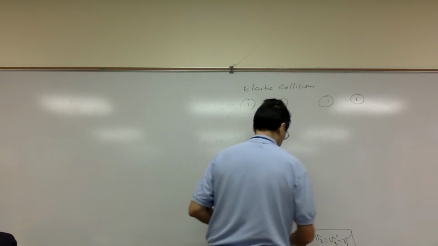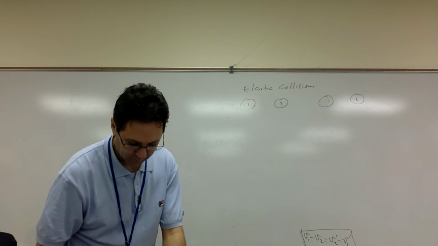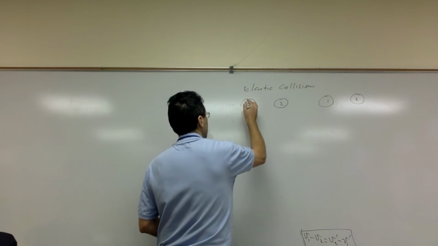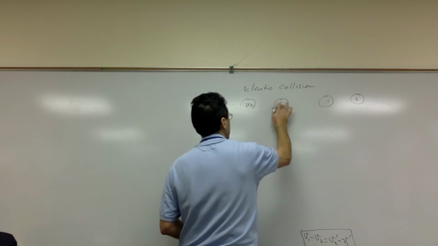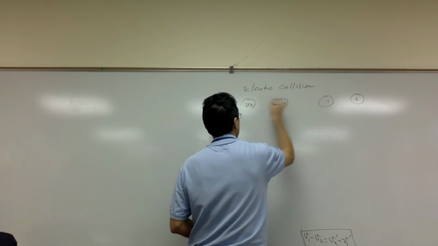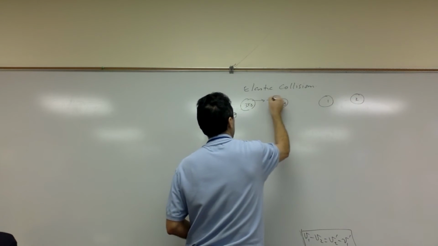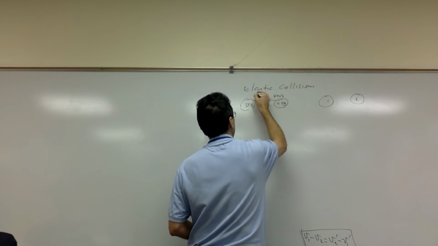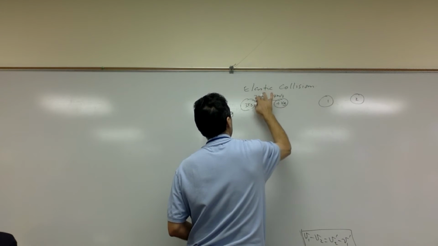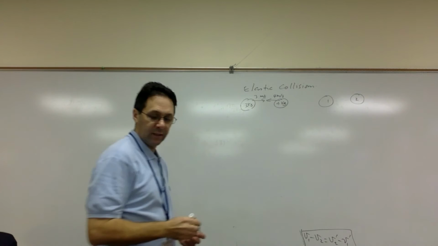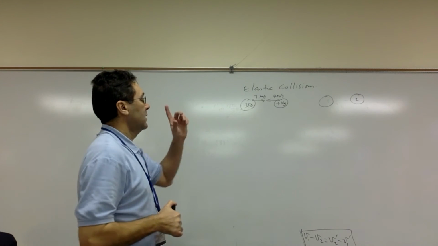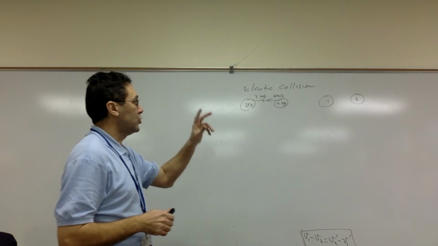So the example I have is an object that has a mass of 3 kilograms, another object that has a mass of 4 kilograms, facing each other. This one is going at 4 meters per second. This one is going at 3 meters per second. They're going to collide, and I want to find the velocities of the two after the collision.